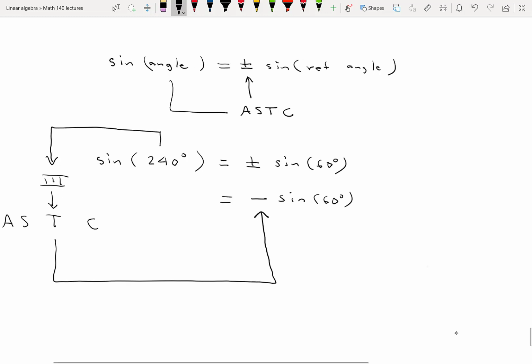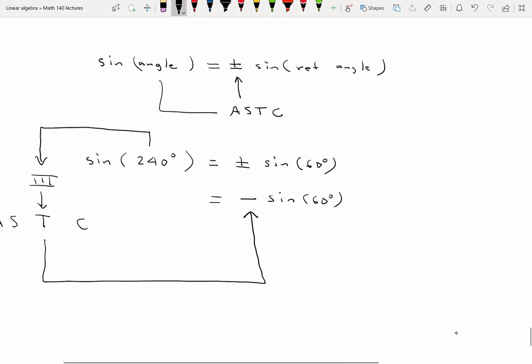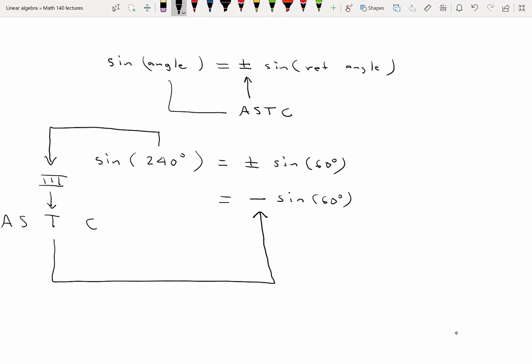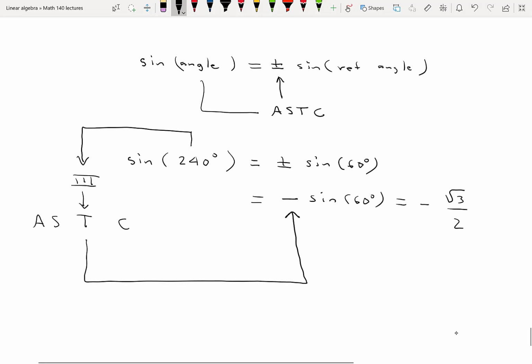Then you look up the sine of 60 degrees on the chart of special values. The sine of 60 degrees is radical 3 over 2. So the answer is negative radical 3 over 2. Okay, let's take a look at the next one.